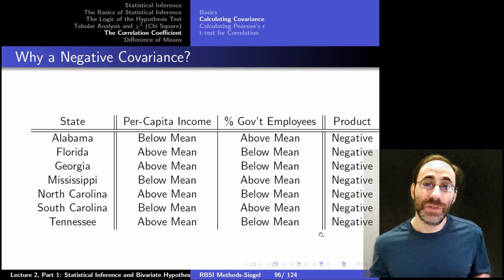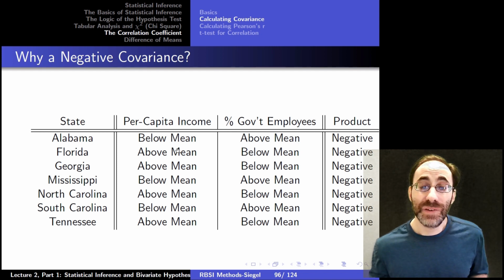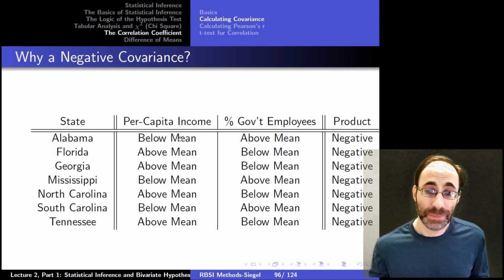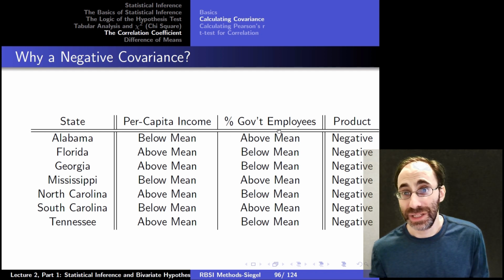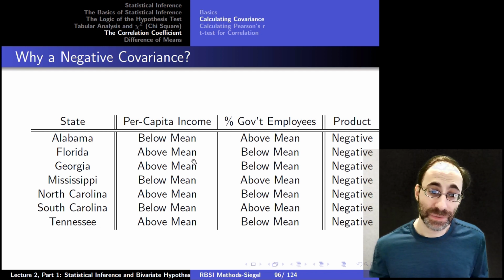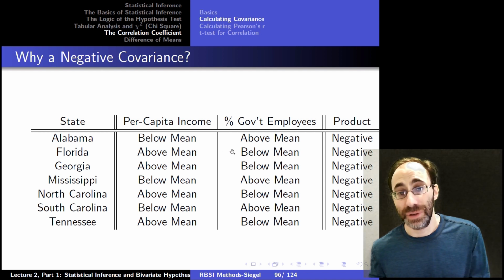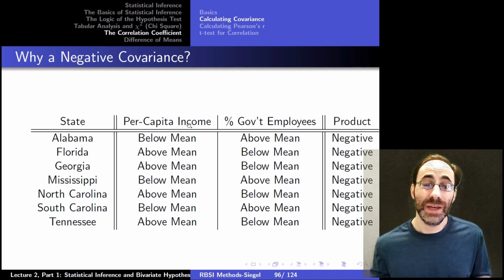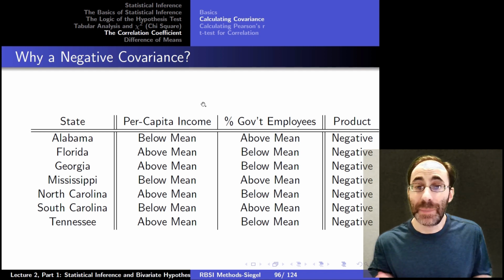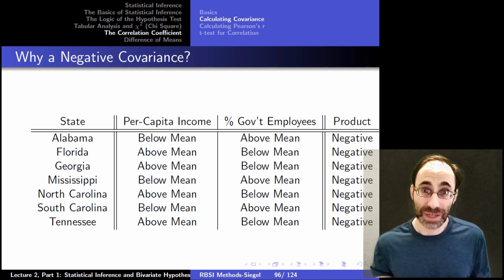Why is it negative? Well, if you look at each individual data point, every single time in this data set that the per capita income is below the mean, the percent government employees is above the mean, and vice versa. So Alabama here has below the mean per capita income and above the mean government employees, whereas Florida has above the mean for income and below the mean for employees. So every single time, their x and y are moving in opposite directions, and therefore the product of the deviations is negative, and therefore the covariance is also negative.